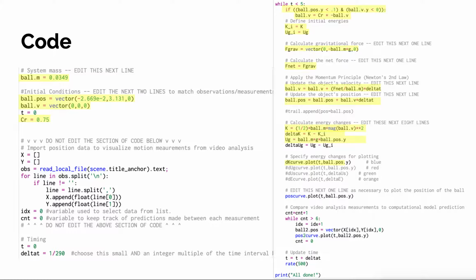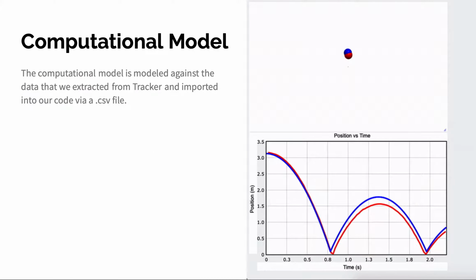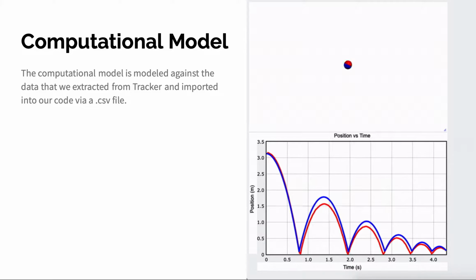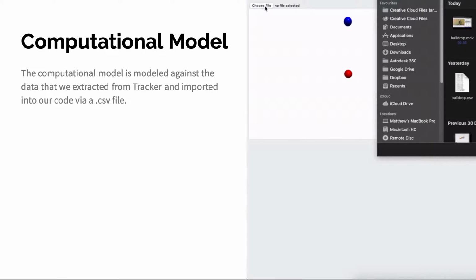And so I coded it so that we could input a CSV file of the data extracted from Tracker, and we will compare that data with the computational model, which we will see in this slide. The blue ball is the computational model, and the red ball is the observed data extracted from Tracker.